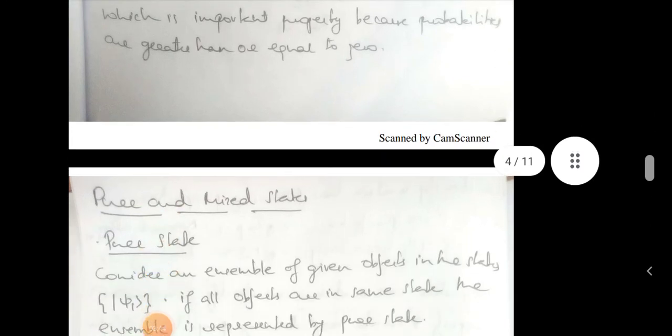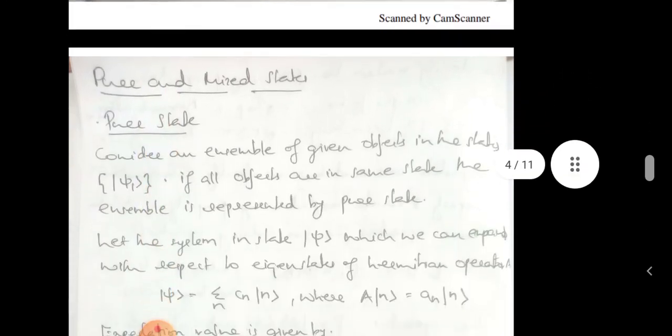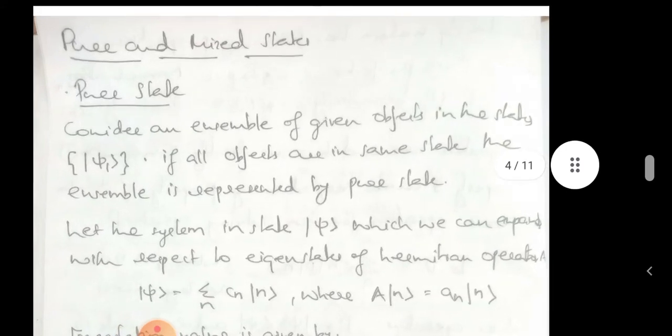Okay, now let us discuss pure and mixed states. So consider an ensemble of given objects. Okay, let's begin with the pure state. Consider an ensemble of given objects in the states psi i. If all the objects are in the same state psi i, then the ensemble is represented by a pure state.